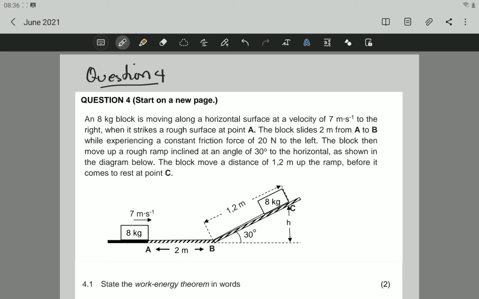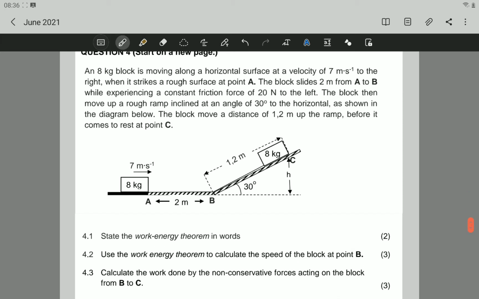So let's start with this one. It says an 8 kilogram block is moving along a horizontal surface at a velocity of 7 meters per second to the right. When it strikes a rough surface at point A, the block slides 2 meters from A to B, while experiencing a constant frictional force of 20 newton to the left. The block then moves up a ramp incline at an angle of 30 degrees to the horizontal as shown in the diagram below. The block moves a distance of 1.2 meters up the ramp before it comes to rest. And there is the sketch of the situation.